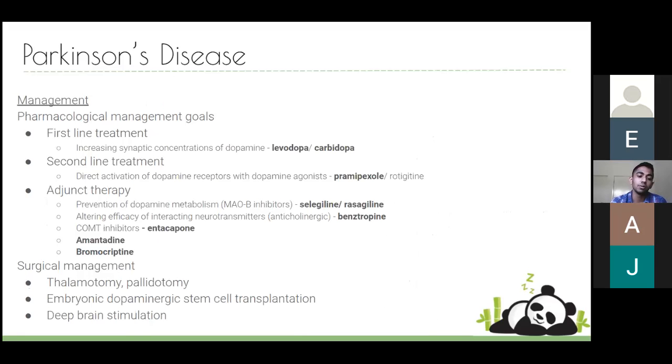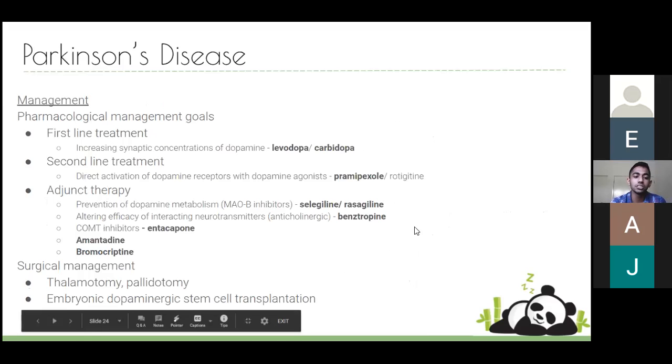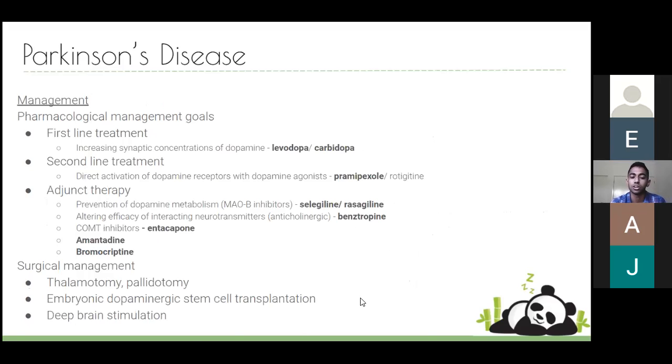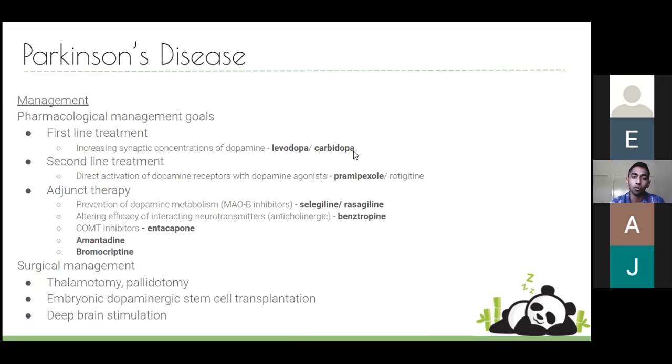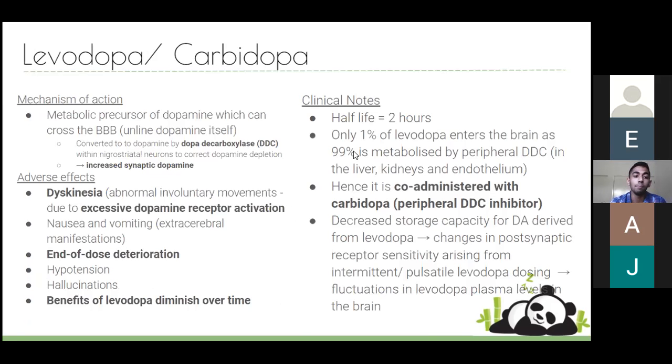How we're going to manage it, we're going to use mainly our medications, but if none of these are going to work, we're going to have surgical management as well. But this is much more uncommon because we don't like doing surgical things, and they're not as proven to work, and they're quite invasive, which is also not good. So we'll talk about each one of these as we go down, and we'll start off with our first line treatment, which pretty much everyone with Parkinson's will get, levodopa and carbidopa.